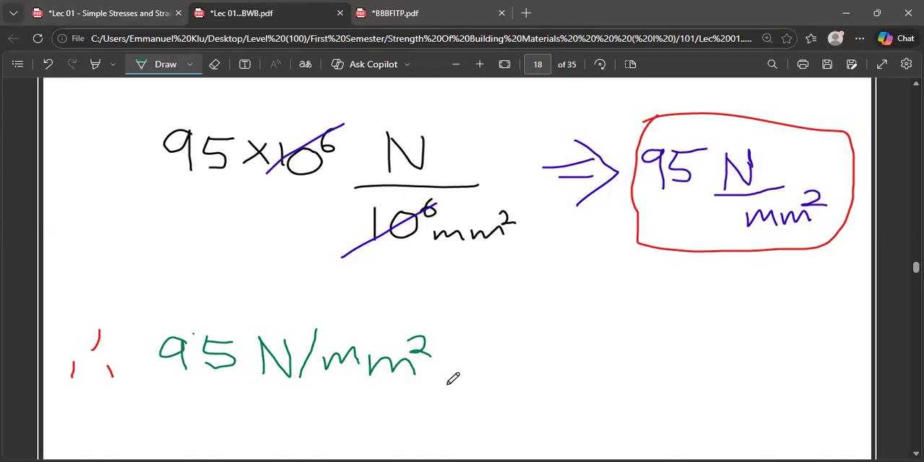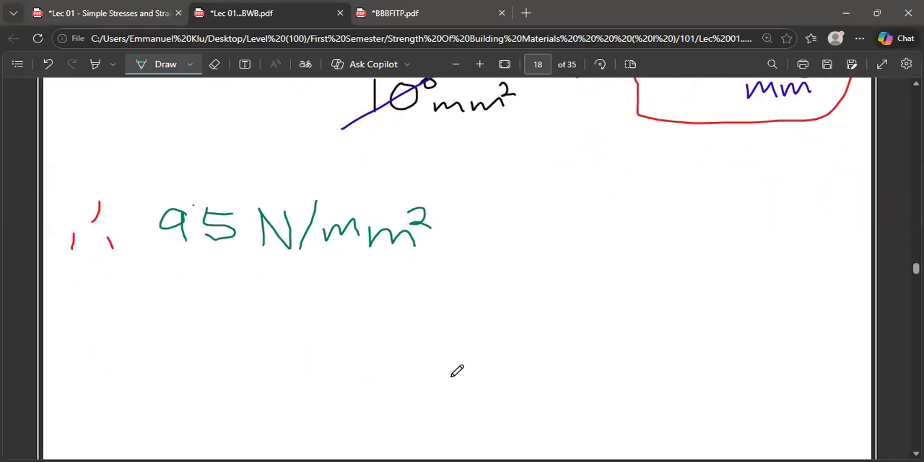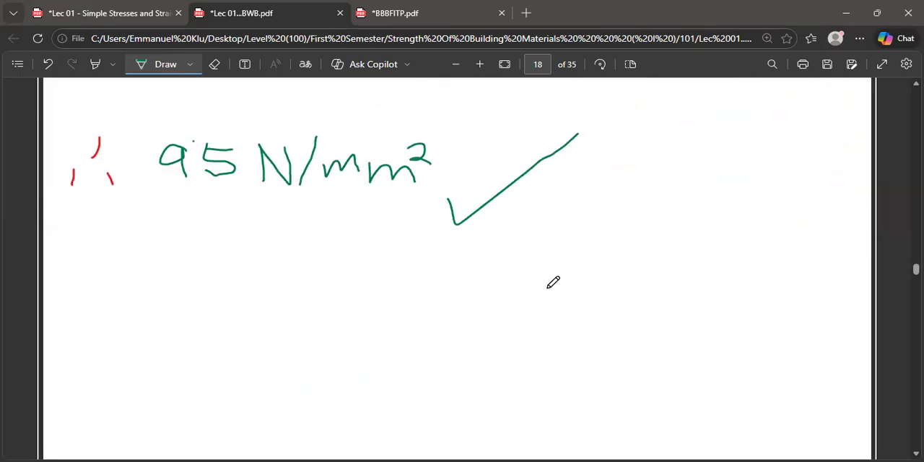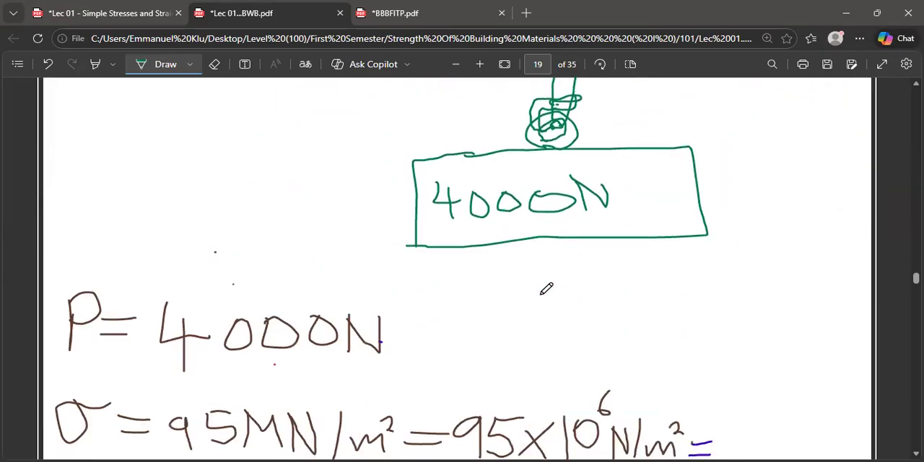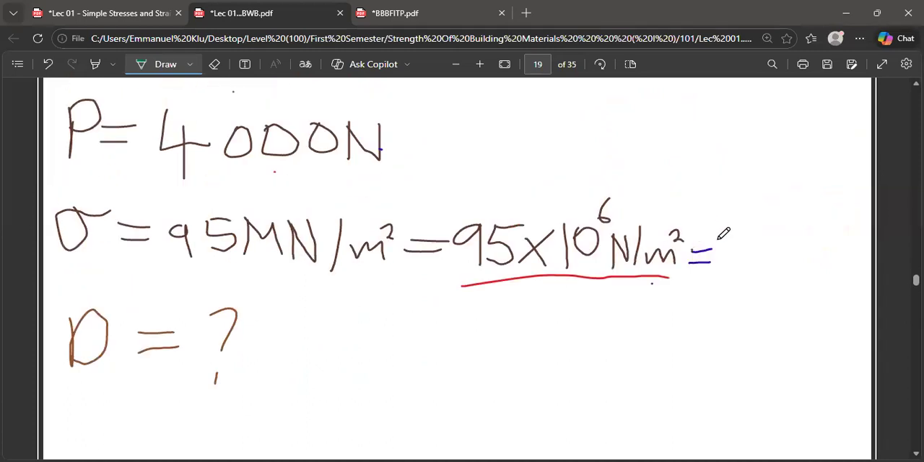Exactly. So this is the answer we had. You see now, in place of that, we can put this over there. This is the answer we had: 95 Newton per millimeter squared. So you see after the conversion what we had. We see that it can also be written as 95 Newton per millimeter squared. At this point, I want to pick some few questions from you before we proceed.